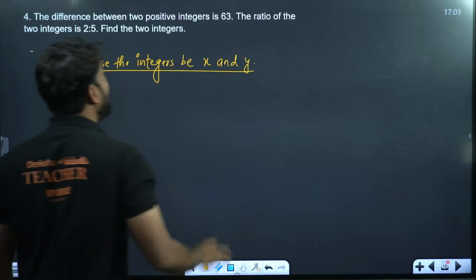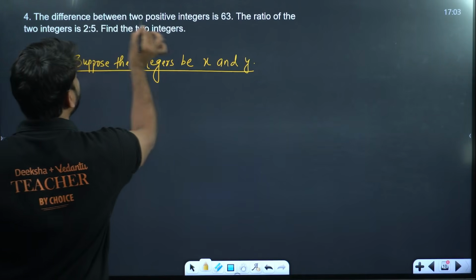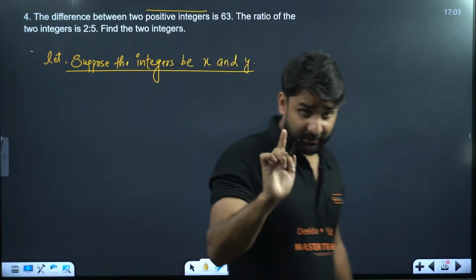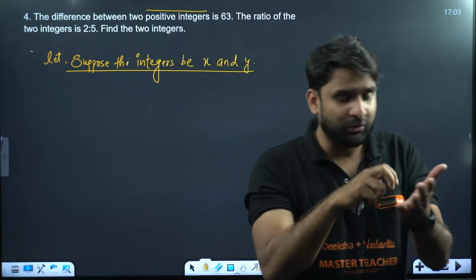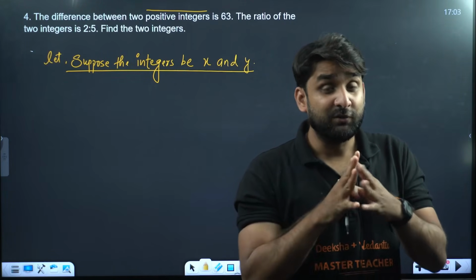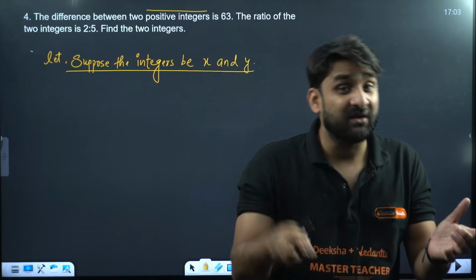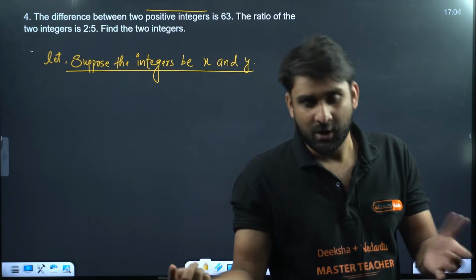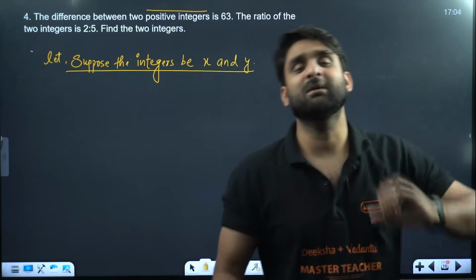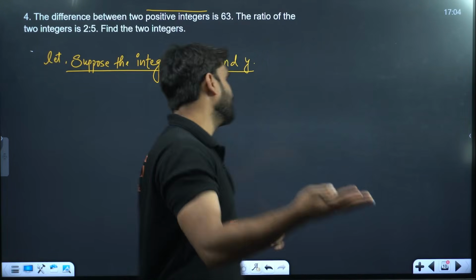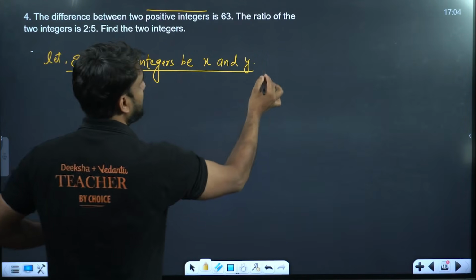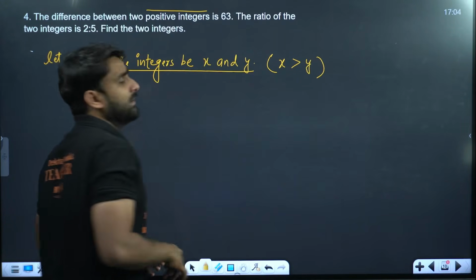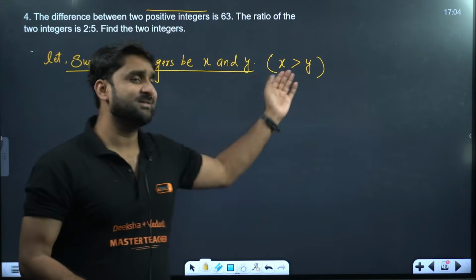Okay, very good. Now the difference between two positive integers is 63. Now my dear, if we have supposed both the integers as x and y, we are not sure which integer is greater and which is smaller. Either x can be greater and y smaller, or y can be greater and x smaller. We are not sure. So I'm assuming here that x is greater than y.